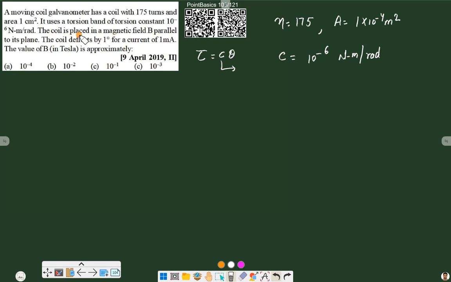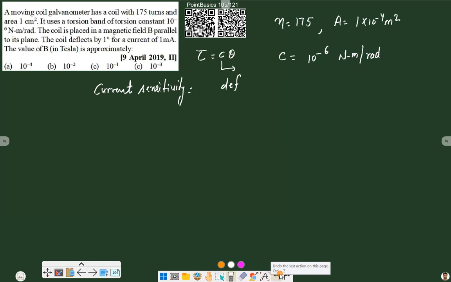The coil is placed in magnetic field B parallel to its plane. The coil deflects by 1 degree for a current of 1 milliampere. The value of B approximately is equal to. So it is mentioned that the coil deflects by 1 degree for a current of 1 milliampere, which means current sensitivity is equal to the deflection or current required to produce unit deflection.